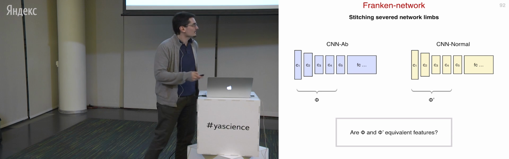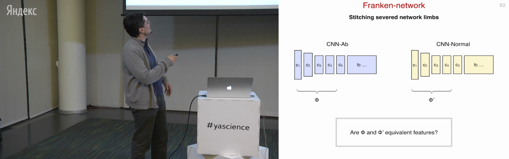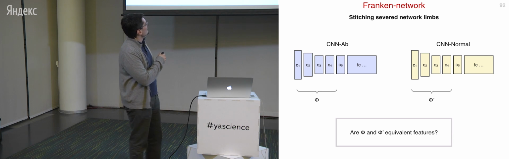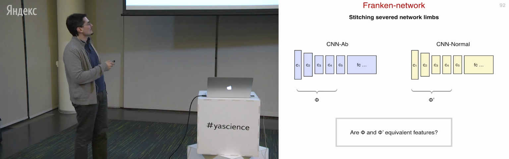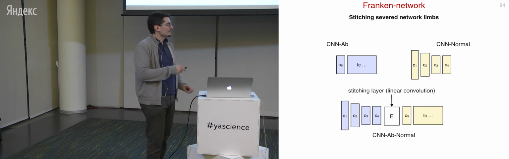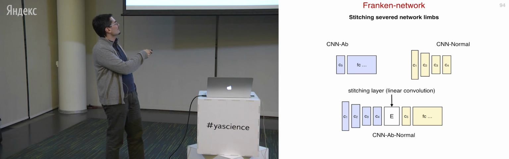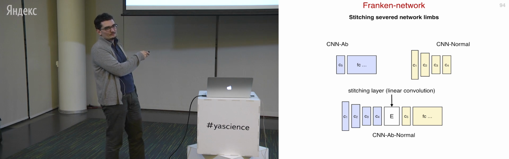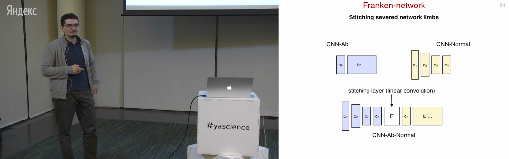So what we do is we take this network, CNN AB, and this network, CNN normal, just 2 networks. And we ask ourselves whether these first 5 convolutional layers are actually equivalent to these ones. So how do we test it? Well, we simply sever this network here and there. So we chop the legs of that and the head of that, and we stitch them together by inserting a learning and stitching layer in between. Okay? And this is simply a convolutional feature layer in between.